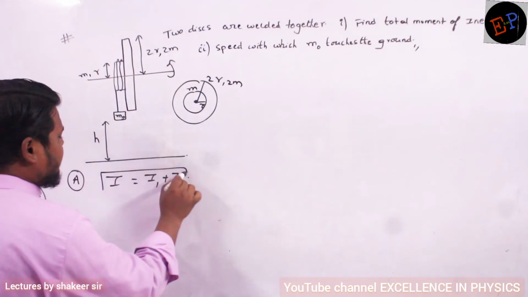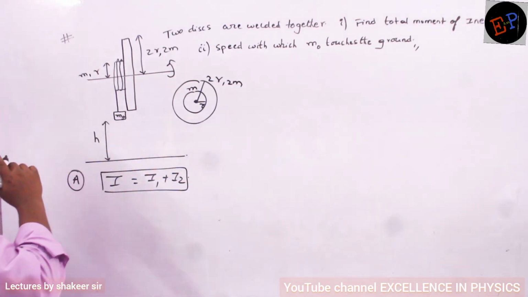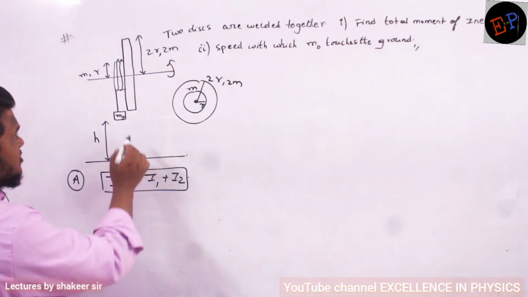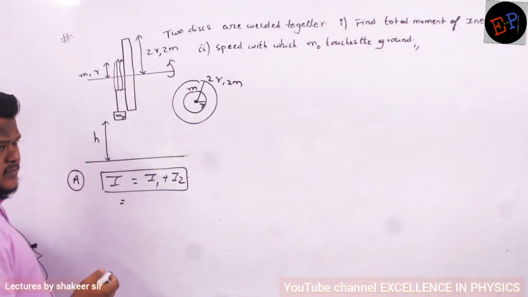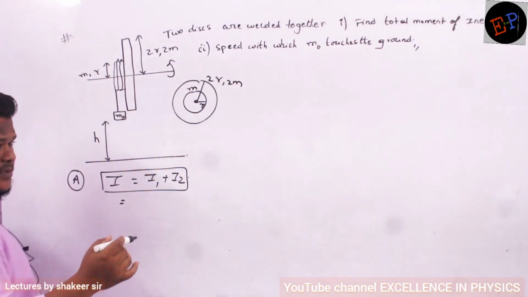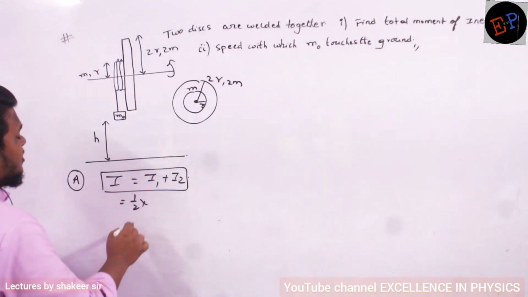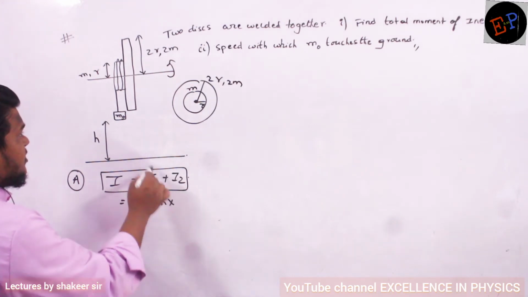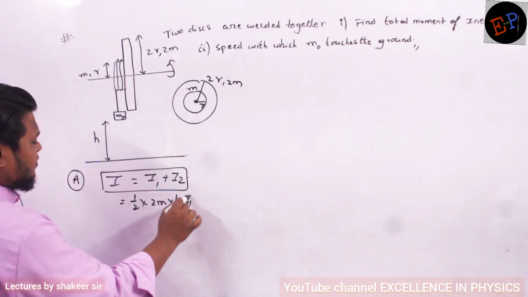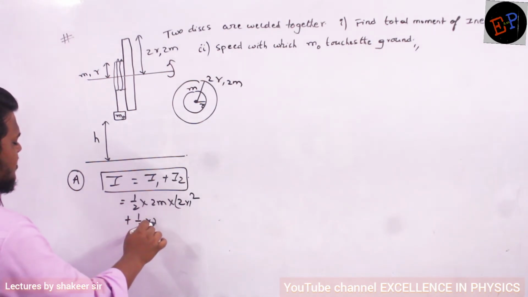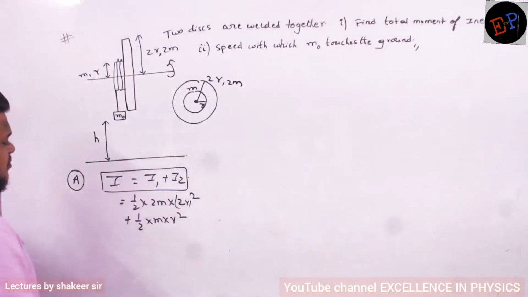The system's moment of inertia is the moment of inertia of the first disk plus the moment of inertia of the second disk. Clear now? So what is the moment of inertia of the first disk, the bigger disk? What is the moment of inertia formula for a disk? Half m r square. Half into the mass of the bigger disk, which is 2m, and its radius is 2r, so 2r whole square. Clear? Plus the mass of the smaller disk, half into m, radius r square, half m r square.